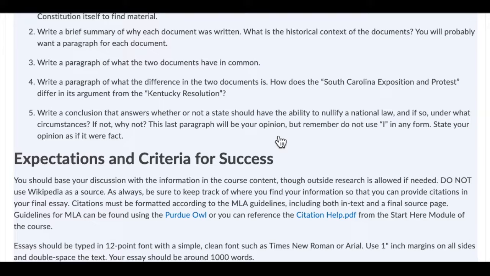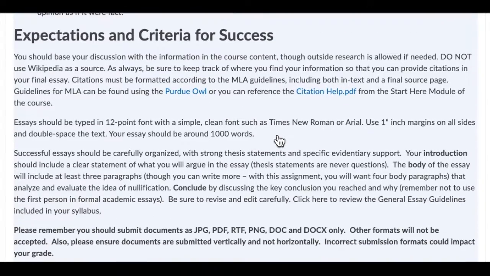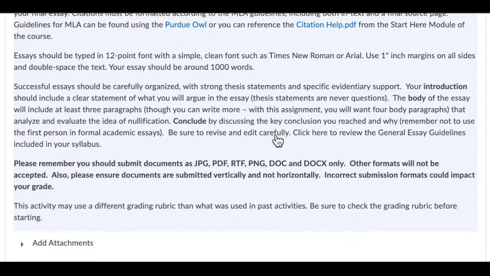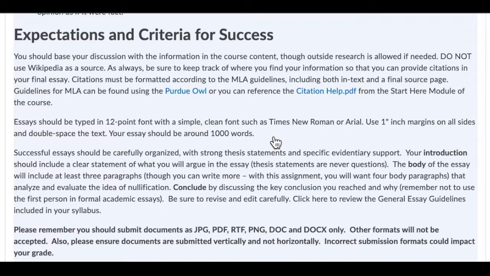So, in my opinion, it's a lot easier to argue that a state should not have the ability to nullify national law. But if you want to argue that it should, you're going to have to give historical reasons for why you think so. And they're going to have to be accurate reasons, and they're going to have to be clear in both cases. So the rest of these instructions simply talk about formatting. And so I think that the discussion of formatting is self-evident. Let me know if you have any questions.